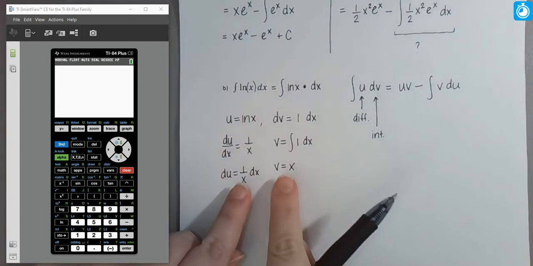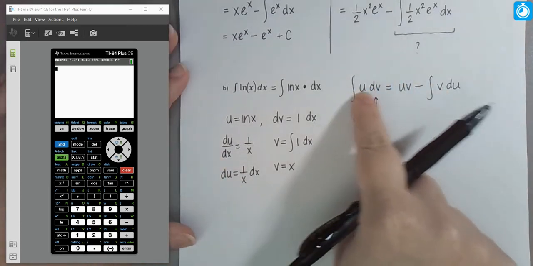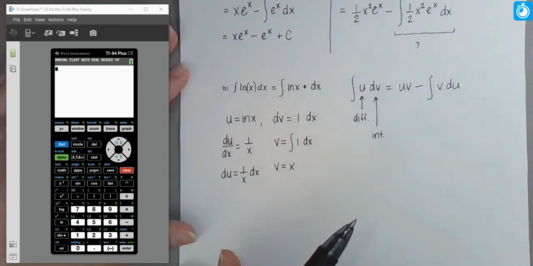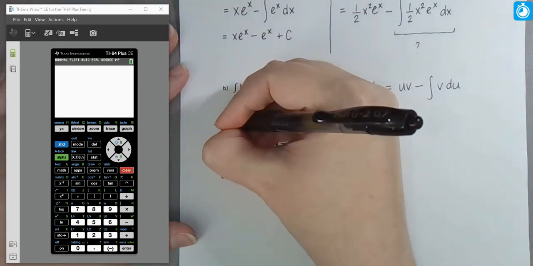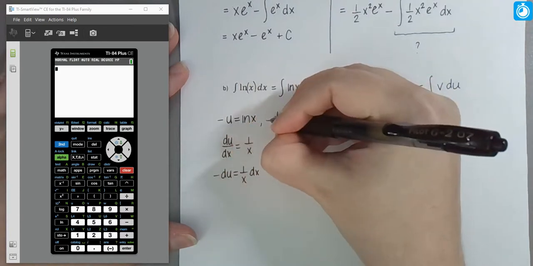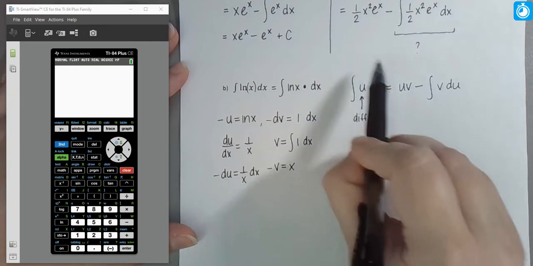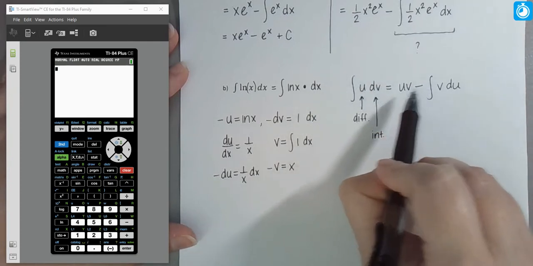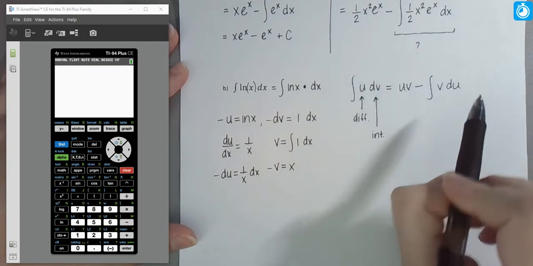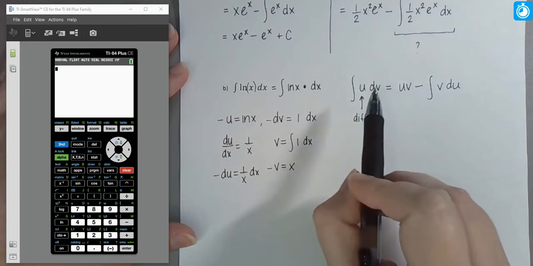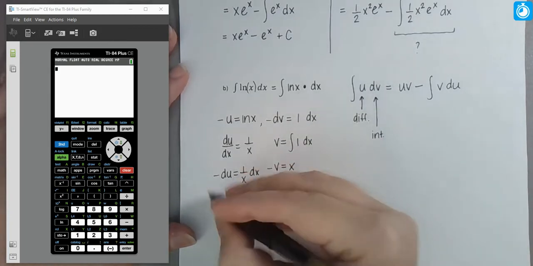And so now, potentially, we have a pairing that will allow us to use the integration by parts formula. So we have our u, we have our du, we have our dv, we have our v, we have everything we need. So here's the problem we're solving. This is our formula that we're going to substitute into in order to find it indirectly.